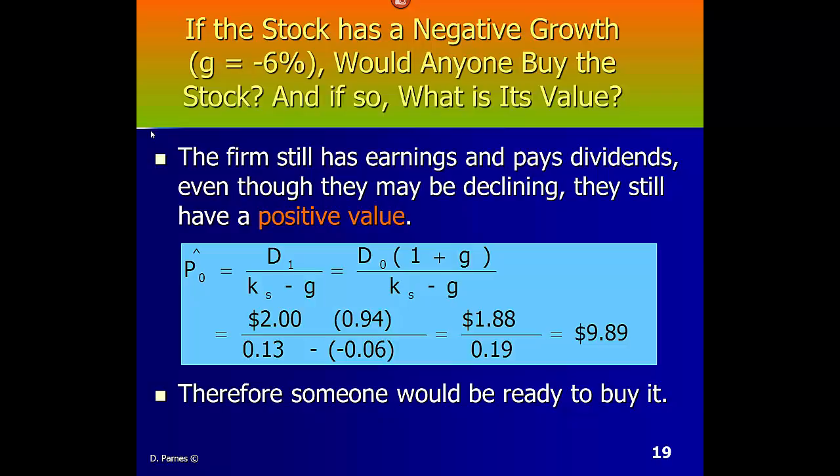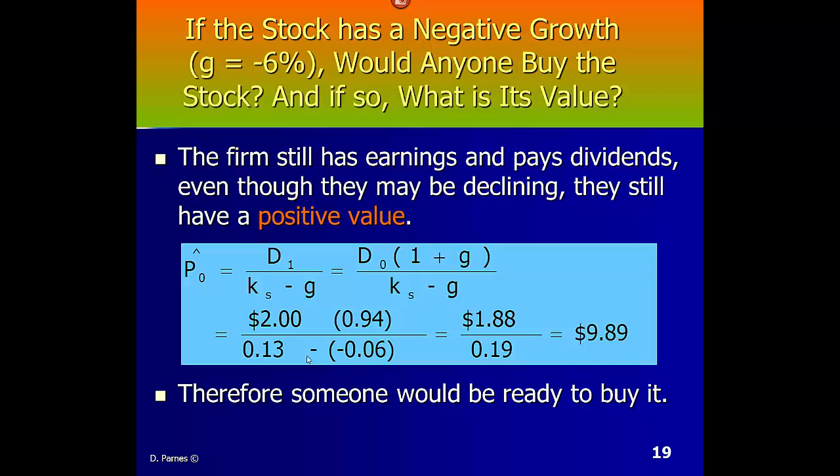Let's see whether it makes sense to purchase such a stock. We can still apply the Gordon model. Although G is negative, there is no problem here. As long as G is constant, we can use the Gordon model. In this case, P0 is equal to D1 divided by Ks minus G. D1, just remember, is equal to D0 times 1 plus the growth rate. So let's plug in the numbers. $2 is D0. 1 plus the growth rate is 1 minus 6%, which gives you 0.94. Ks is 13% minus G, and G by itself is also negative, so this is minus minus 6%.